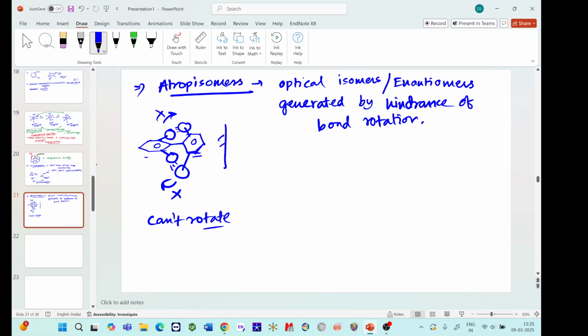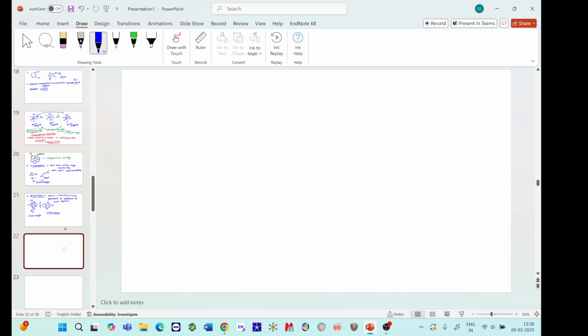Okay, so they can form two isomers. Okay, so these are called atropisomers. Okay, so with that, I think we have discussed all the concepts for this class. Okay, one more thing is pending.